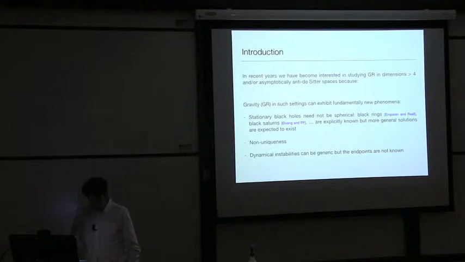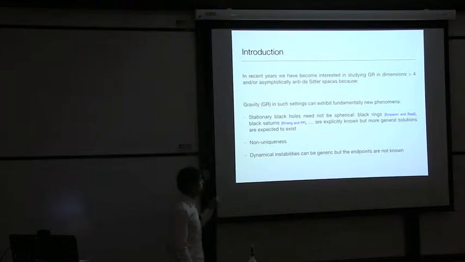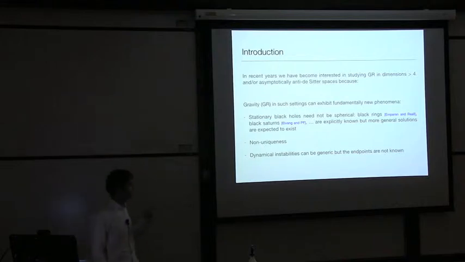And essentially, the reasons are that black holes in this context that go beyond the traditional astrophysical one can exhibit fundamentally new physical phenomena. For instance, I will concentrate on just general relativity in high dimensions or in anti-de Sitter spaces, but in fact it is true that in these other contexts black holes need no longer be spherical. And the first one to be discovered was the black ring.